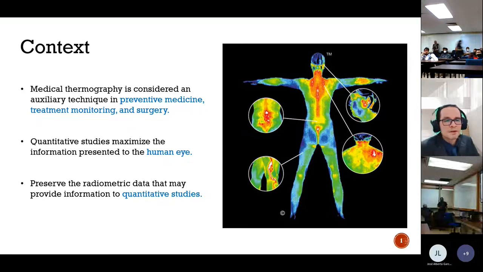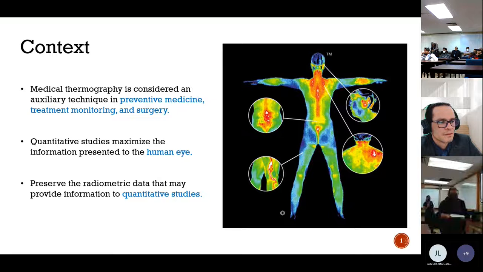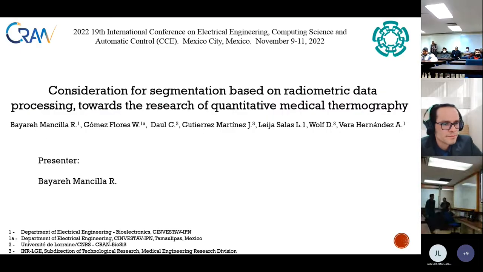Is it right, Roberto? Are you there, Roberto? Hello? Is it Rafael? Ah, okay. Rafael Bayareh is the first speaker. Let me check. Rafael Bayareh Mancilla from Centro de Investigación y de Estudios Avanzados del Instituto Politécnico Nacional, México. Are you ready, Rafael?